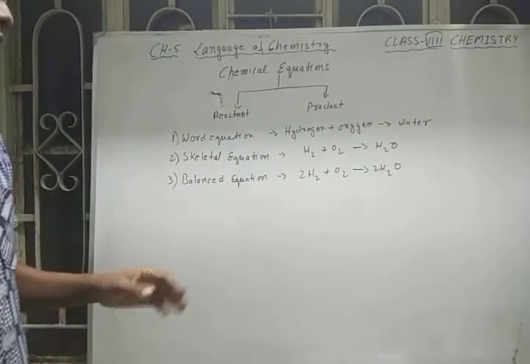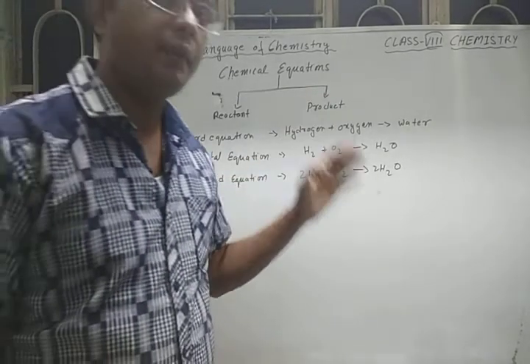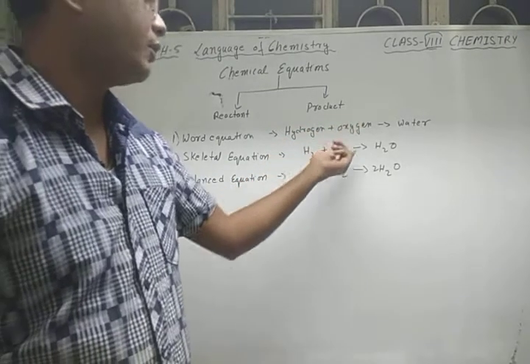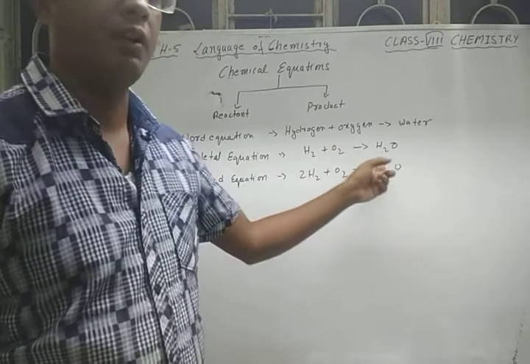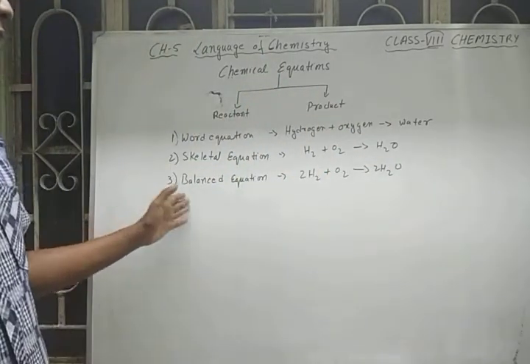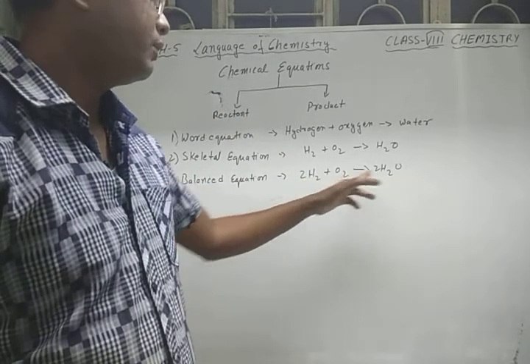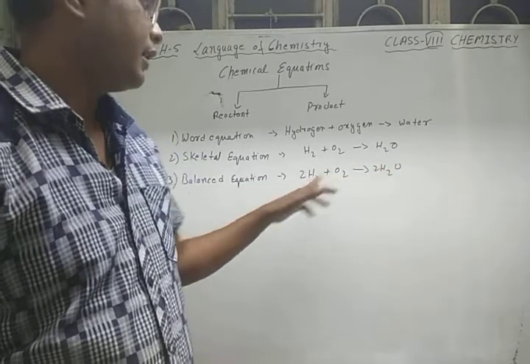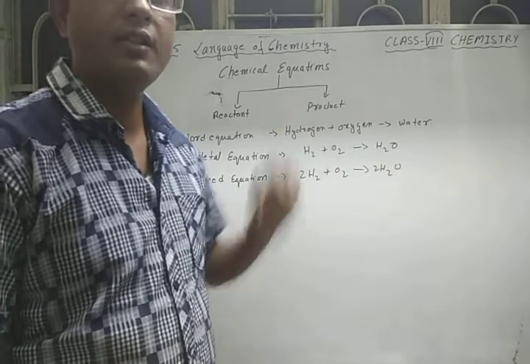After writing the word equation, you have to write the skeleton equation. A skeleton equation is an unbalanced equation. Suppose hydrogen is H2, oxygen is O2, so H2 plus O2 gives H2O. It is not balanced now. When you balance this equation, it is called a balanced chemical equation. So here it will become 2H2 plus O2 gives 2H2O. You can see here hydrogen is 4 atoms, here also hydrogen is 4 atoms. Oxygen here is 2, and oxygen here also is 2.